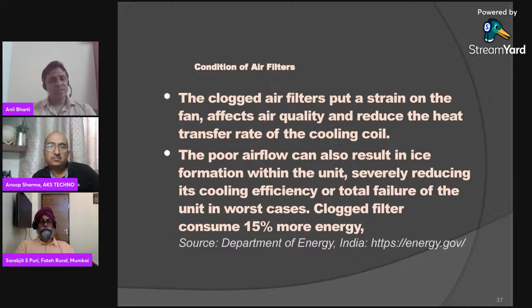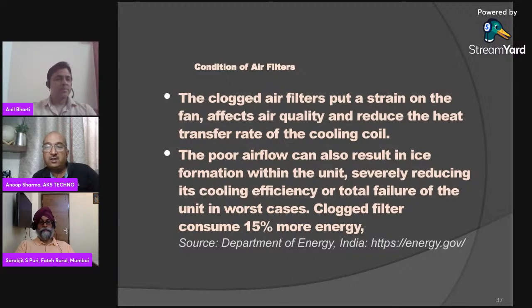Once the ice formation is there, almost your system is collapsed. As per the Department of Energy of India, in the research they did, they have reported that a clogged filter consumes 15% more energy. And this is the very common cause we have found in all of the industry, and even in residential and commercial places also, that nobody takes care of the filter.